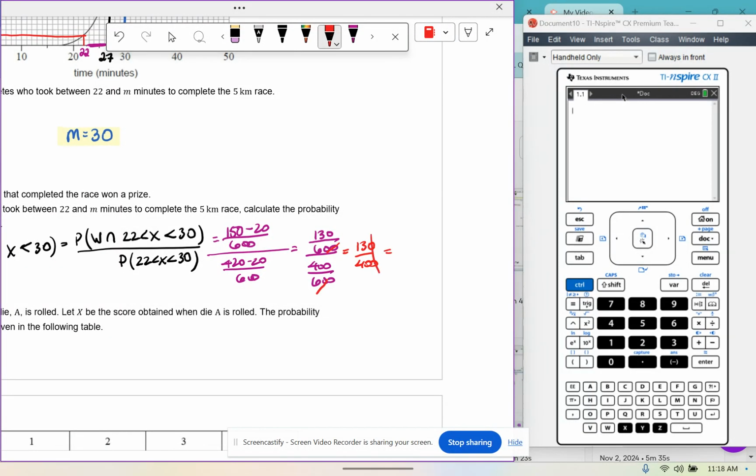And then, I mean, you really don't have to reduce, but you can if you want. And the answer would be 13 out of 40.